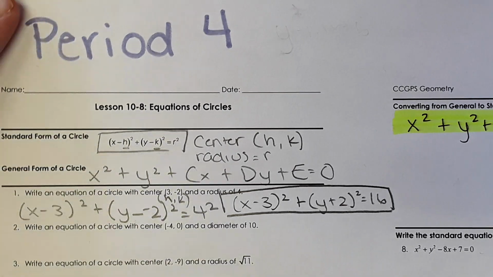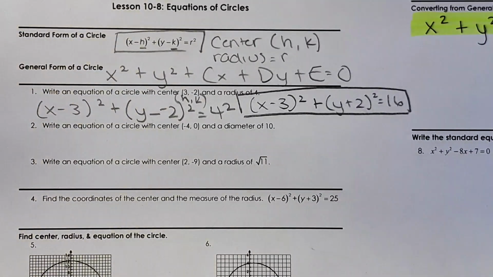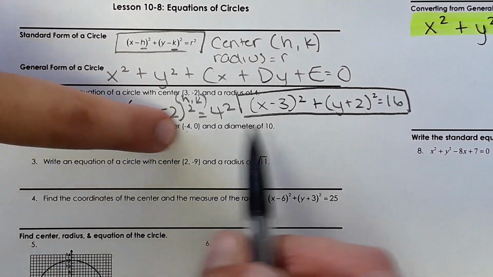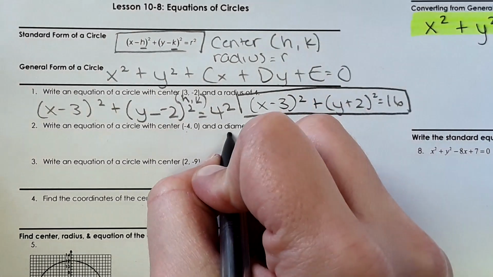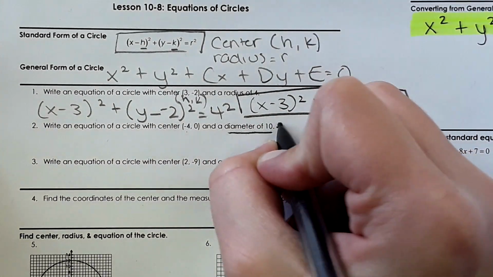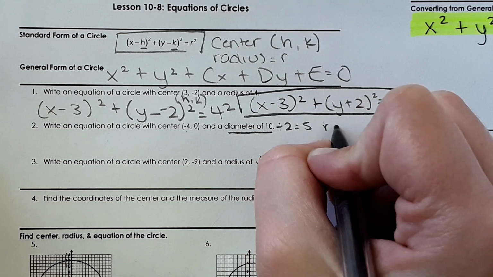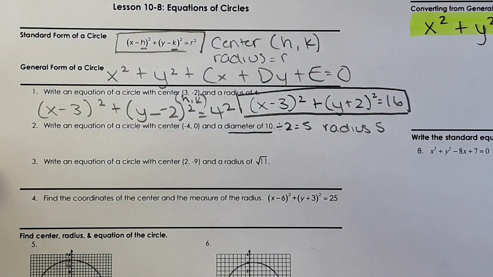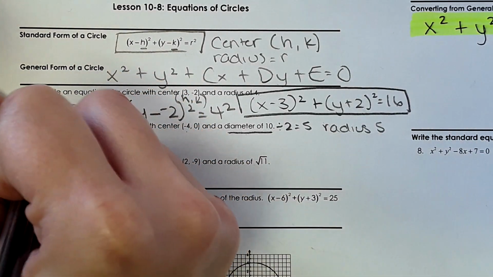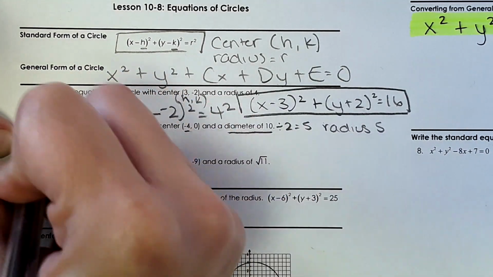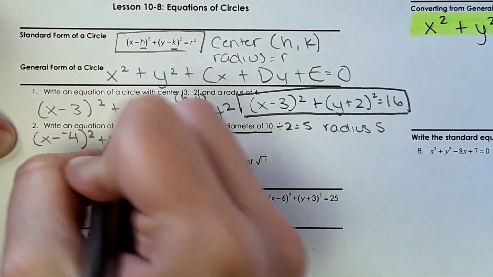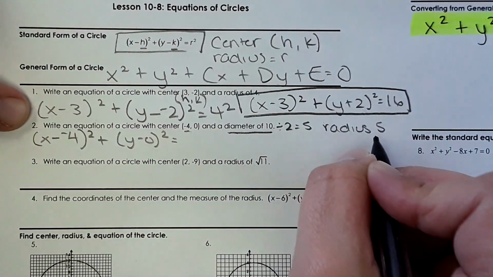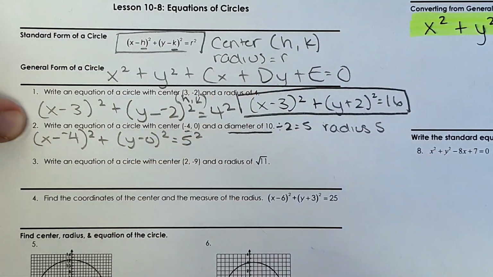Okay, next example, same idea. Of course, they'll work in slightly different situations. Here it says write an equation of a circle with center (-4, 0) and a diameter of 10. Well, for the equation of a circle, we need the radius. So we just divide that by 2 to get a radius of 5. And then we can plug in the numbers into the equation. So again, (x - -4) squared plus (y - 0) squared equals 5 squared.